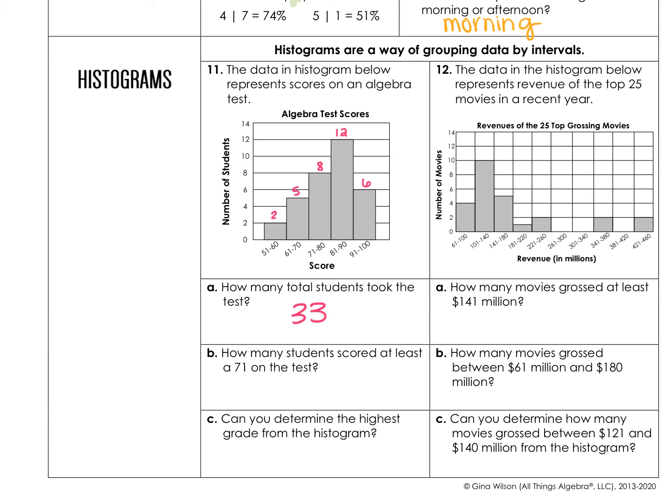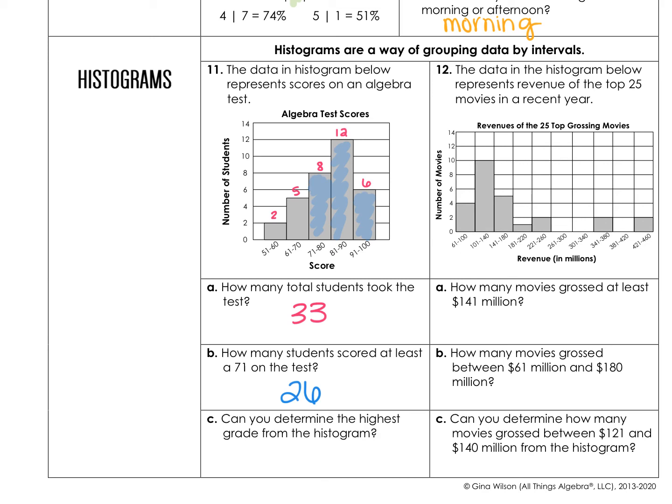How many of those students scored at least a 71? Well, that would be everybody in these 3 bars. So I would add those frequencies and get 26. The next question asks if we can determine the highest grade from the histogram.